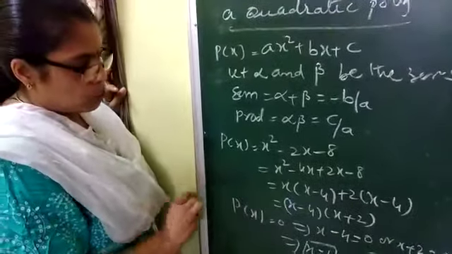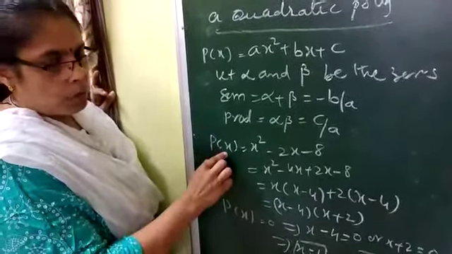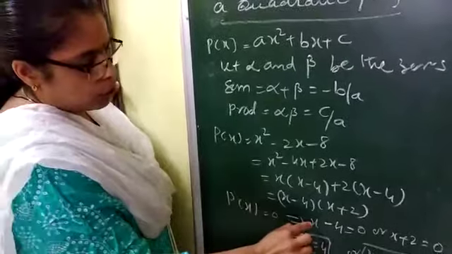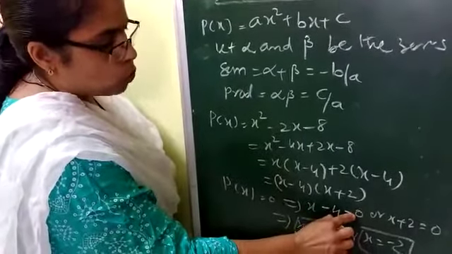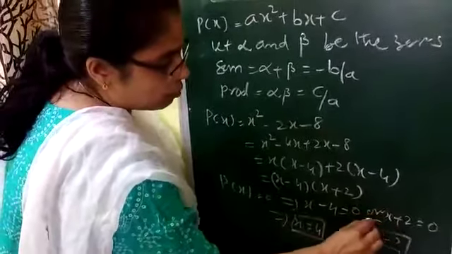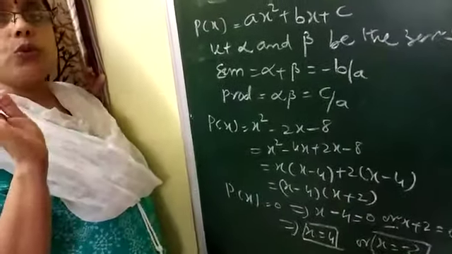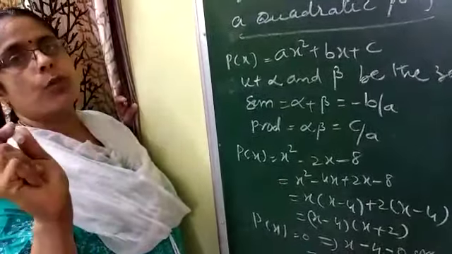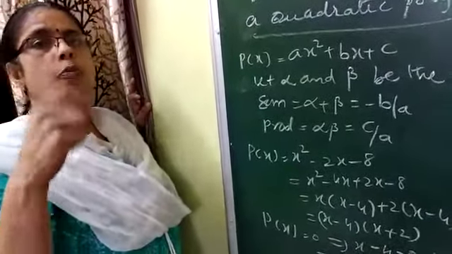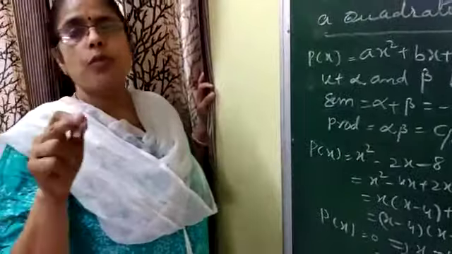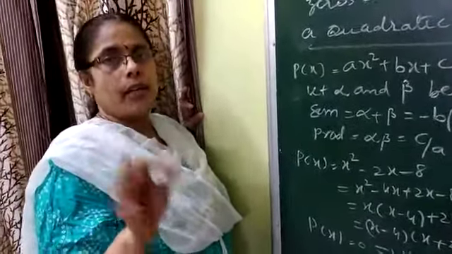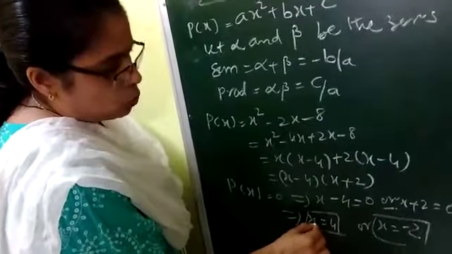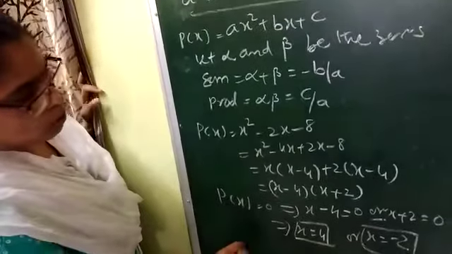Now, in order to find zero, you have to put the value of the total polynomial equal to 0. That is, px equal to 0 gives x minus 4 equal to 0 or x plus 2 equal to 0. This word 'or' is very important. The product of any two quantities equal to 0, either one of them must be 0, not both of them must be 0. If both of them are 0, it will be in the form 0 into 0, and the form 0 into 0 is not defined till now. So the word or is very important. From this you will get x equal to 4 and x equal to minus 2.